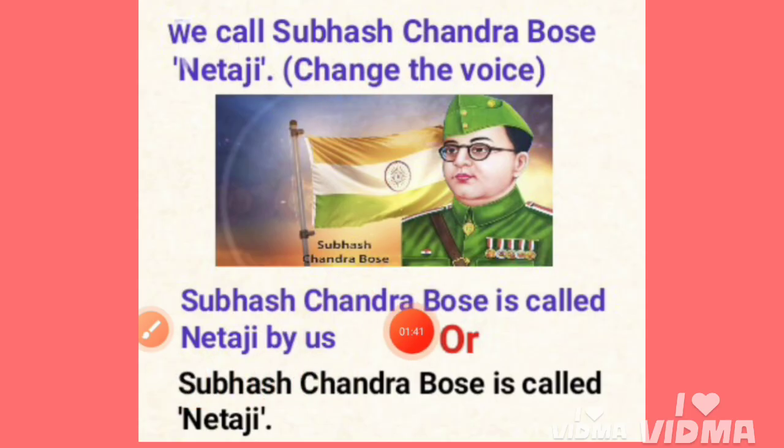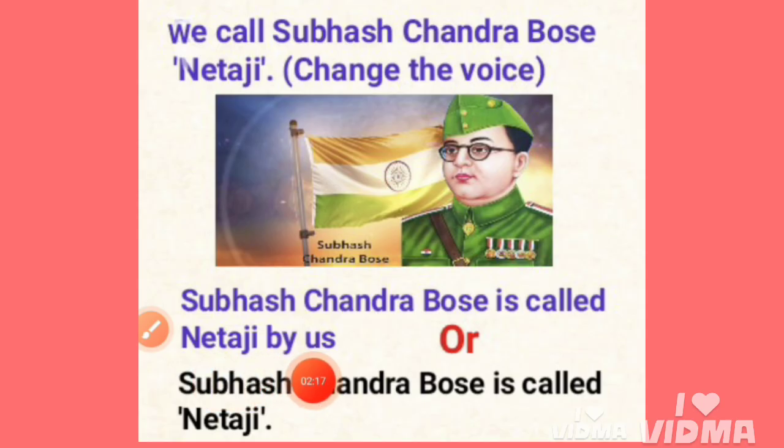In this passive voice, Subhash Chandra Bose has come in the beginning of the sentence. Called, this is the past participle form of the main verb call. And then we have written Netaji. Netaji is a complement and this has been retained here as it was in the original sentence. We cannot work with this word Netaji. So this has been retained here.